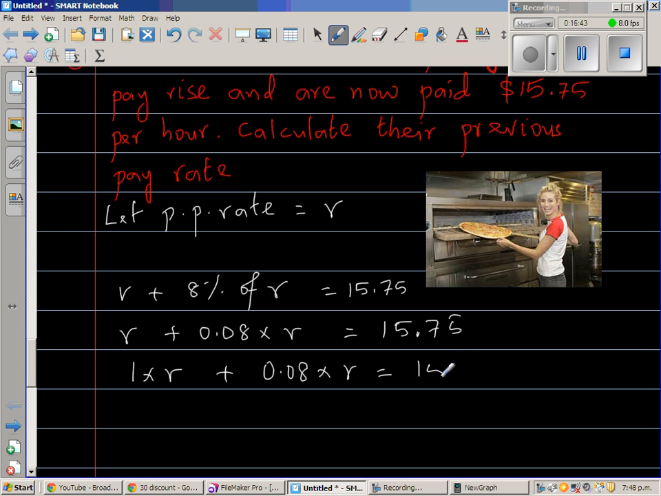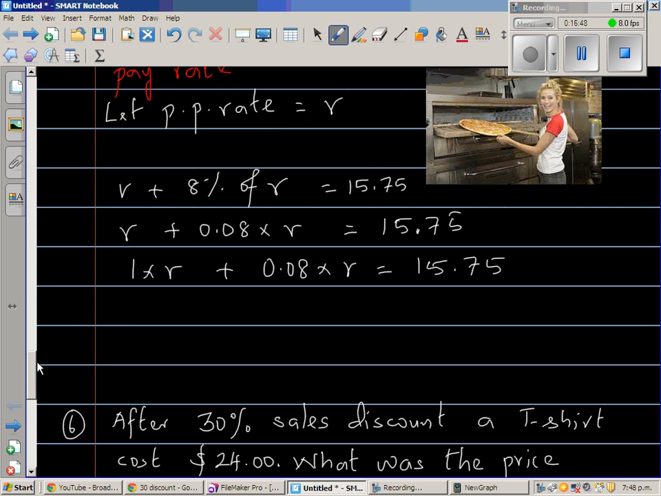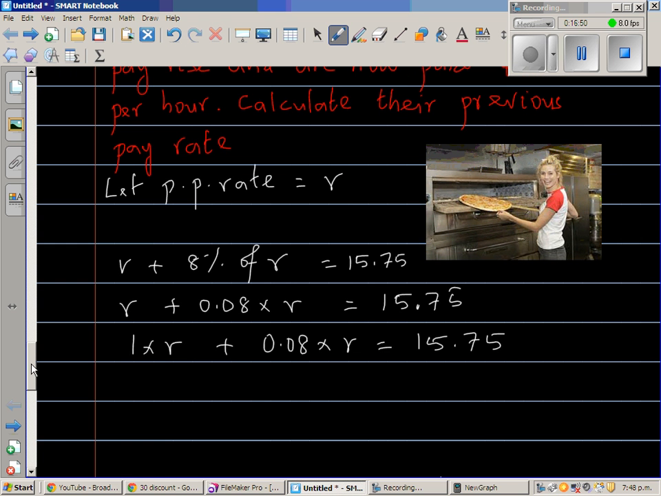You don't need to do all these steps. I hope by now you are smart enough. So this is 1 plus 0.08 times R is equal to 15.75. So let me finish this off here. So this is 1.08 times R is 15.75.